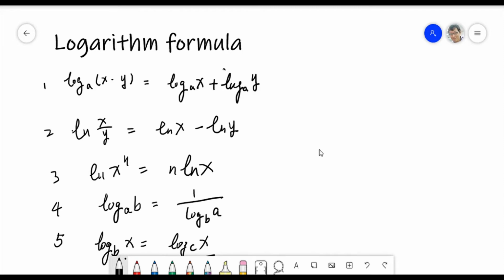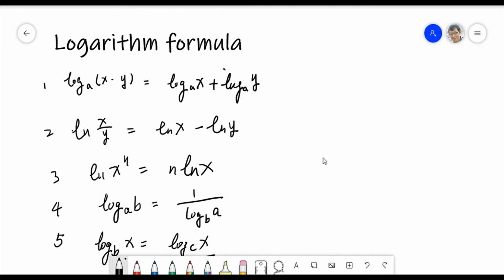So right now let's go to the logarithm formulas. The first one we discuss is the summation. The log of the product of x and y. The product of the two items, for logarithm, is equal to the sum of their logs added together.